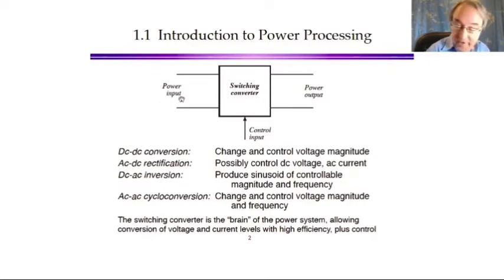One is the power input, where a source is connected. The second input is a control input that tells the converter how to process the input power to produce the output.